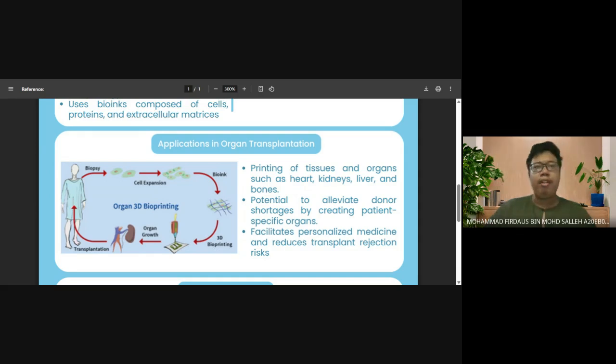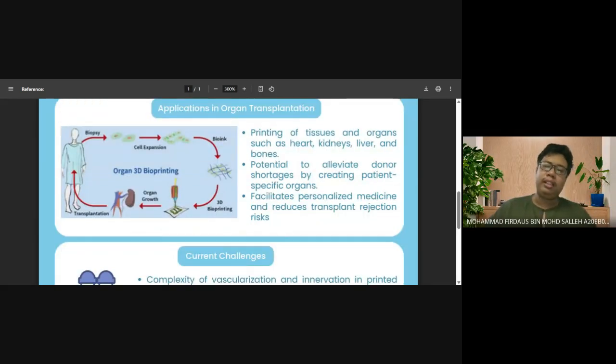With the help of 3D bioprinting in organ transplantation, we can help facilitate personalized medicine and reduce transplant rejection risk. Like I said, a patient may reject the organ that they receive from a donor. However, for an organ created using 3D bioprinting, the probability of acceptance is high because the cells that make the organ are from the patient themselves.